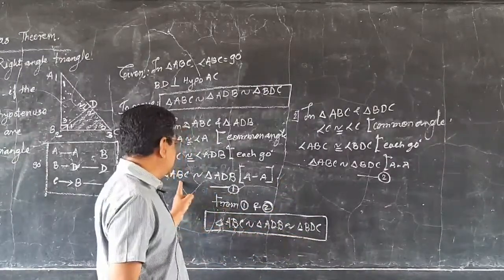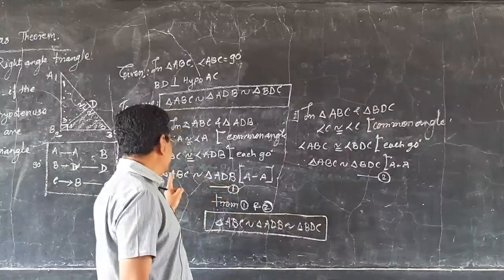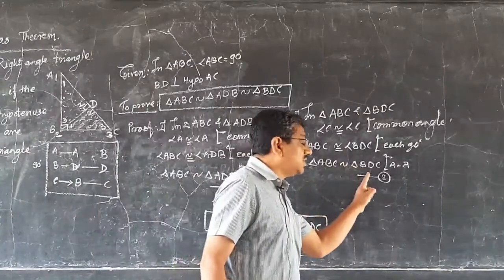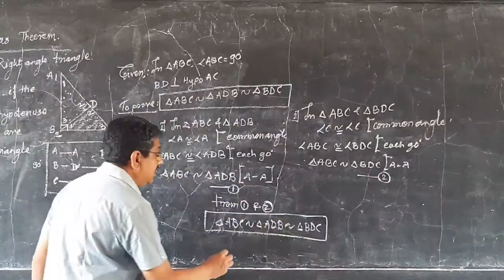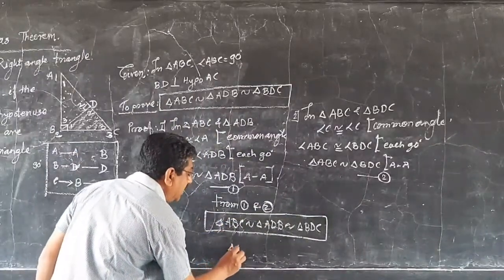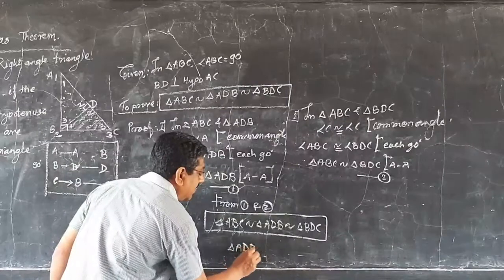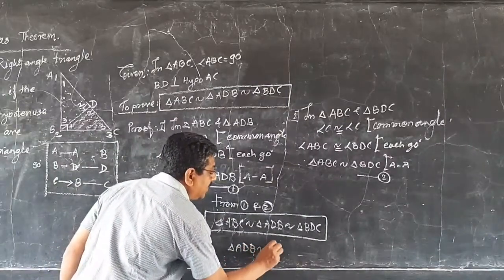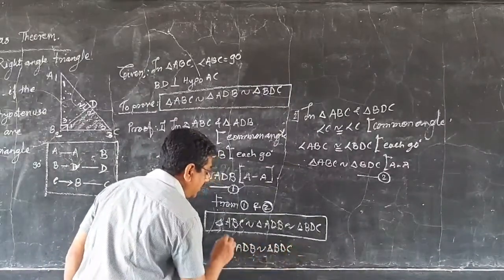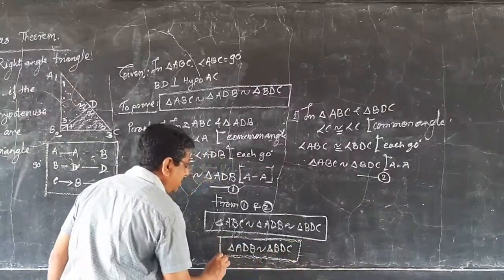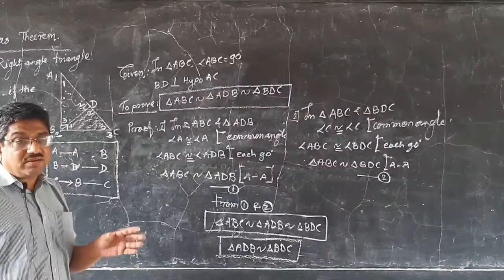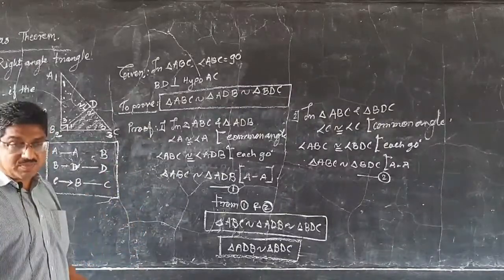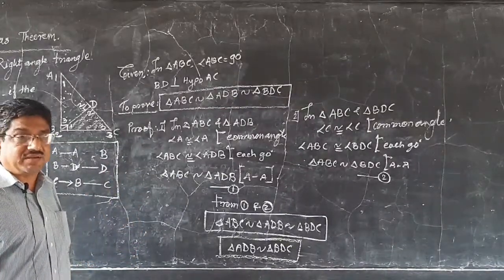If the first triangle is similar to the second, and the first triangle is similar to the third, then the second and third are also similar. It means triangle ADB is similar to the triangle BDC. This is also an important theorem. You should be able to write the direct correspondence now. Do such practice. Practice is important.